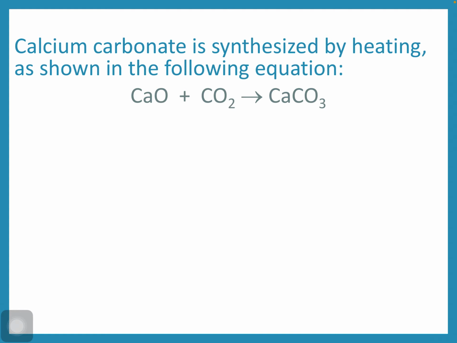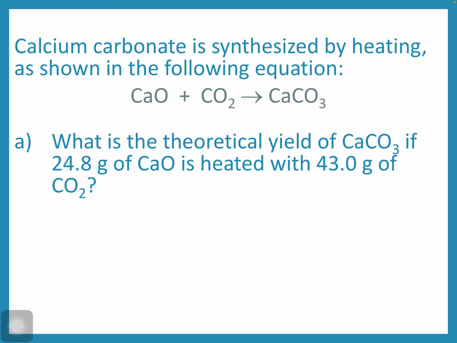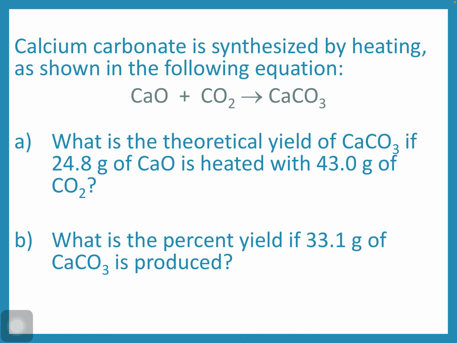So an example: calcium carbonate is synthesized by heating, as shown in the following equation. Calcium oxide reacts with carbon dioxide in a 1-to-1 ratio to produce calcium carbonate. What's the theoretical yield of calcium carbonate if 24.8 grams of calcium oxide is heated with 43 grams of carbon dioxide? And what's the percent yield if 33.1 grams of calcium carbonate is produced?